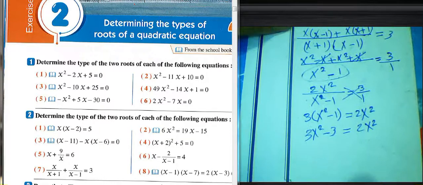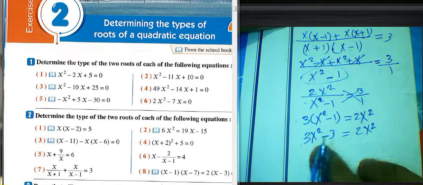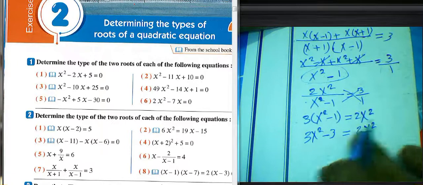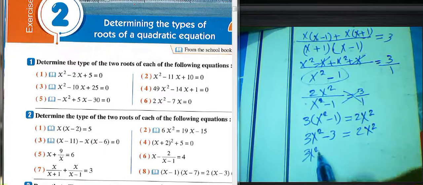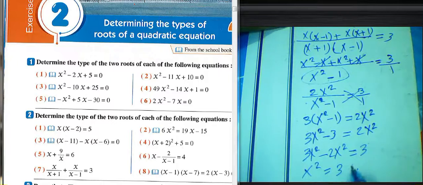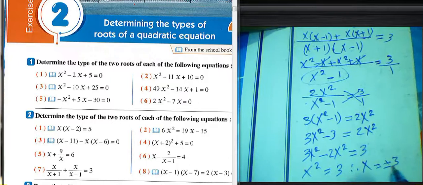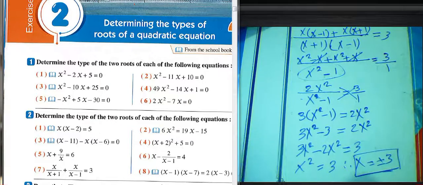It's okay. We move here, we have a common degree. 3x power 2 subtract 2x power 2 equals 3. So x power 2 equals 3, so x will be positive or negative square root of 3. So we have two different real roots.